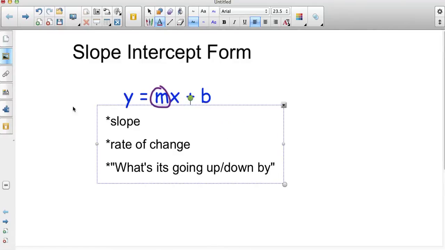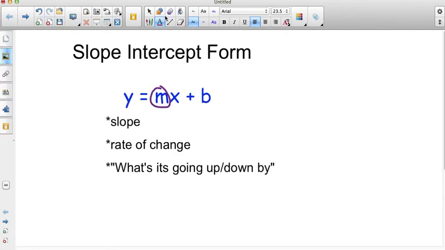This is what you'll hear me say in class. For example, how fast was it going? How much money was he losing? That's what it's going up or down by. That's what your number that goes in the m will represent.